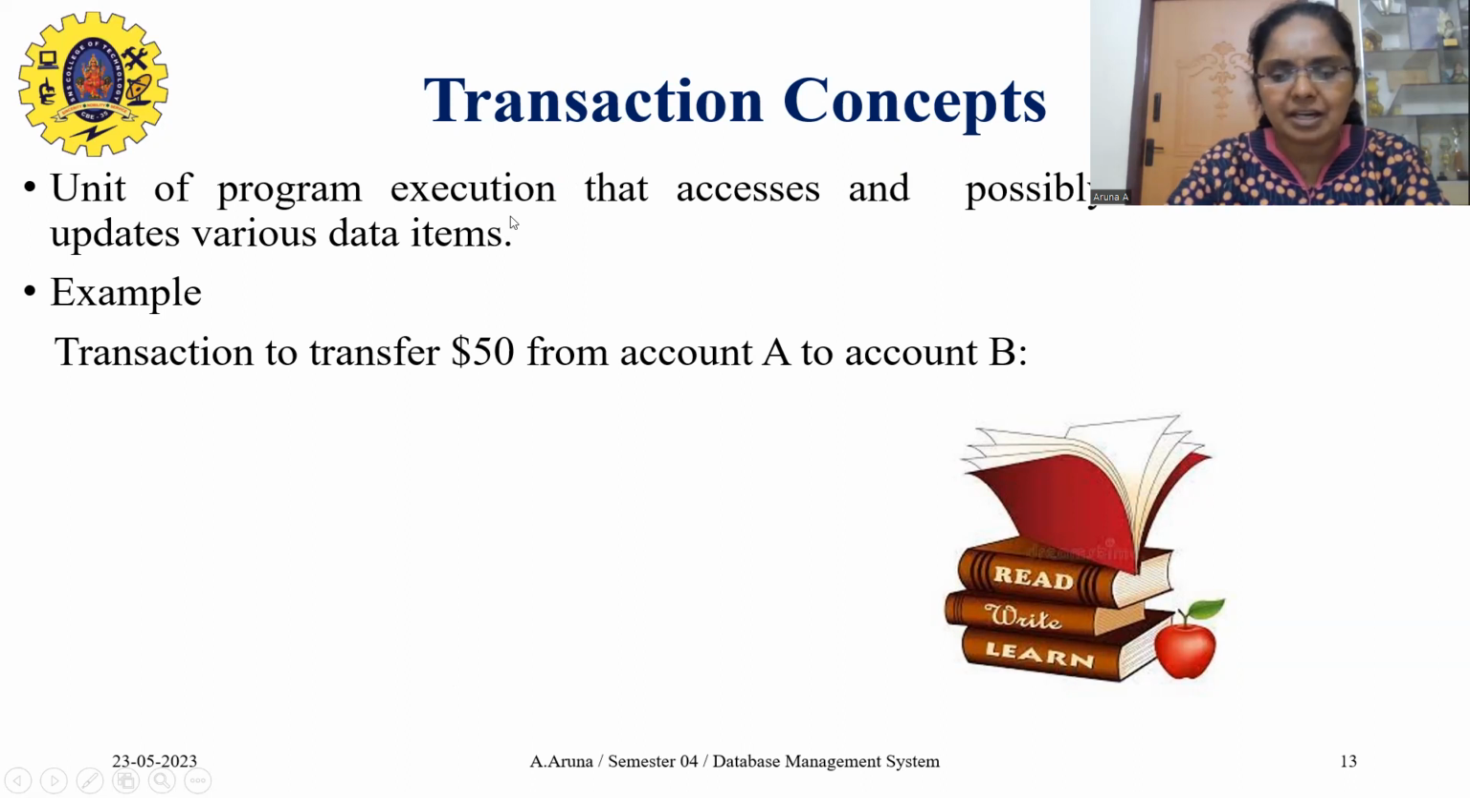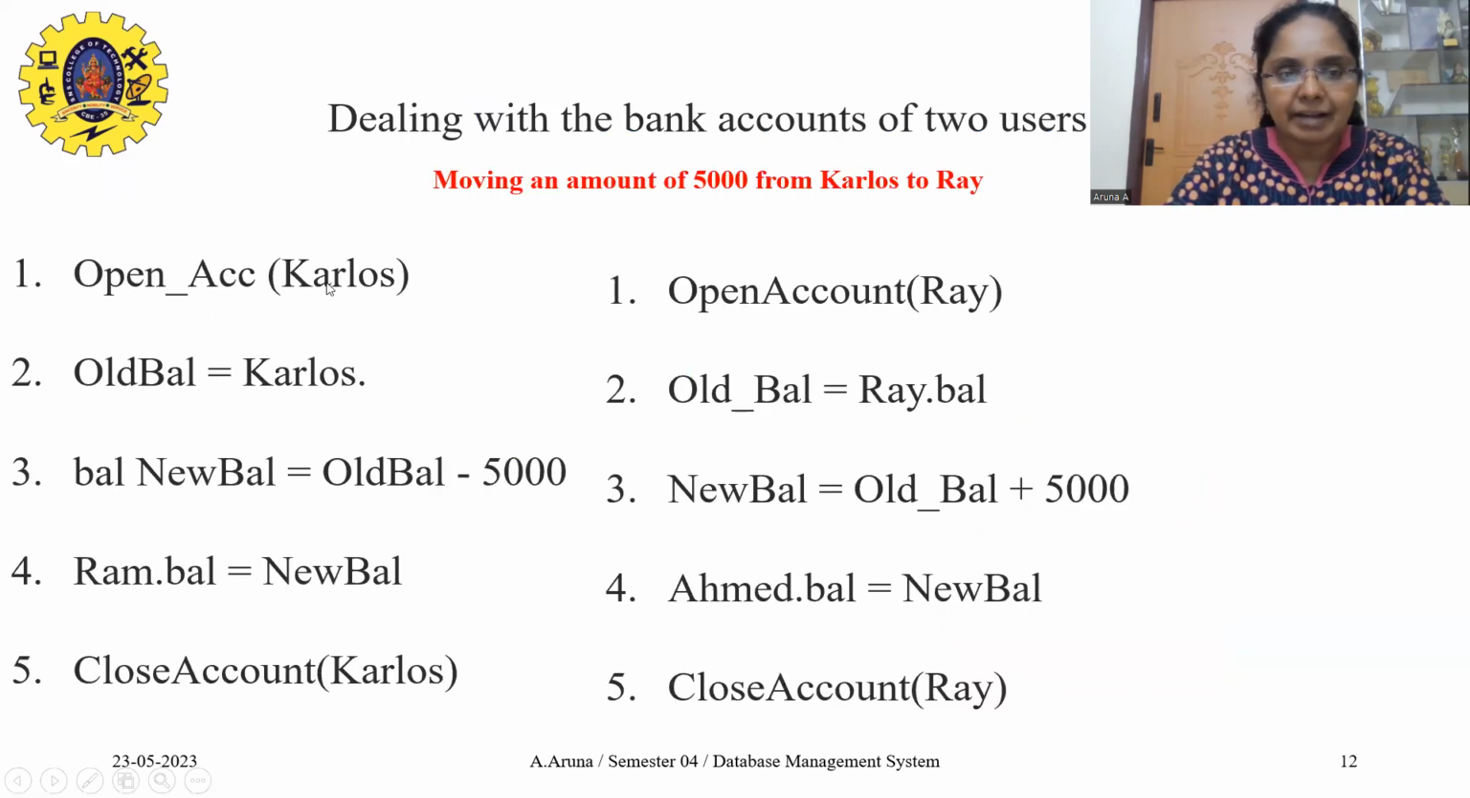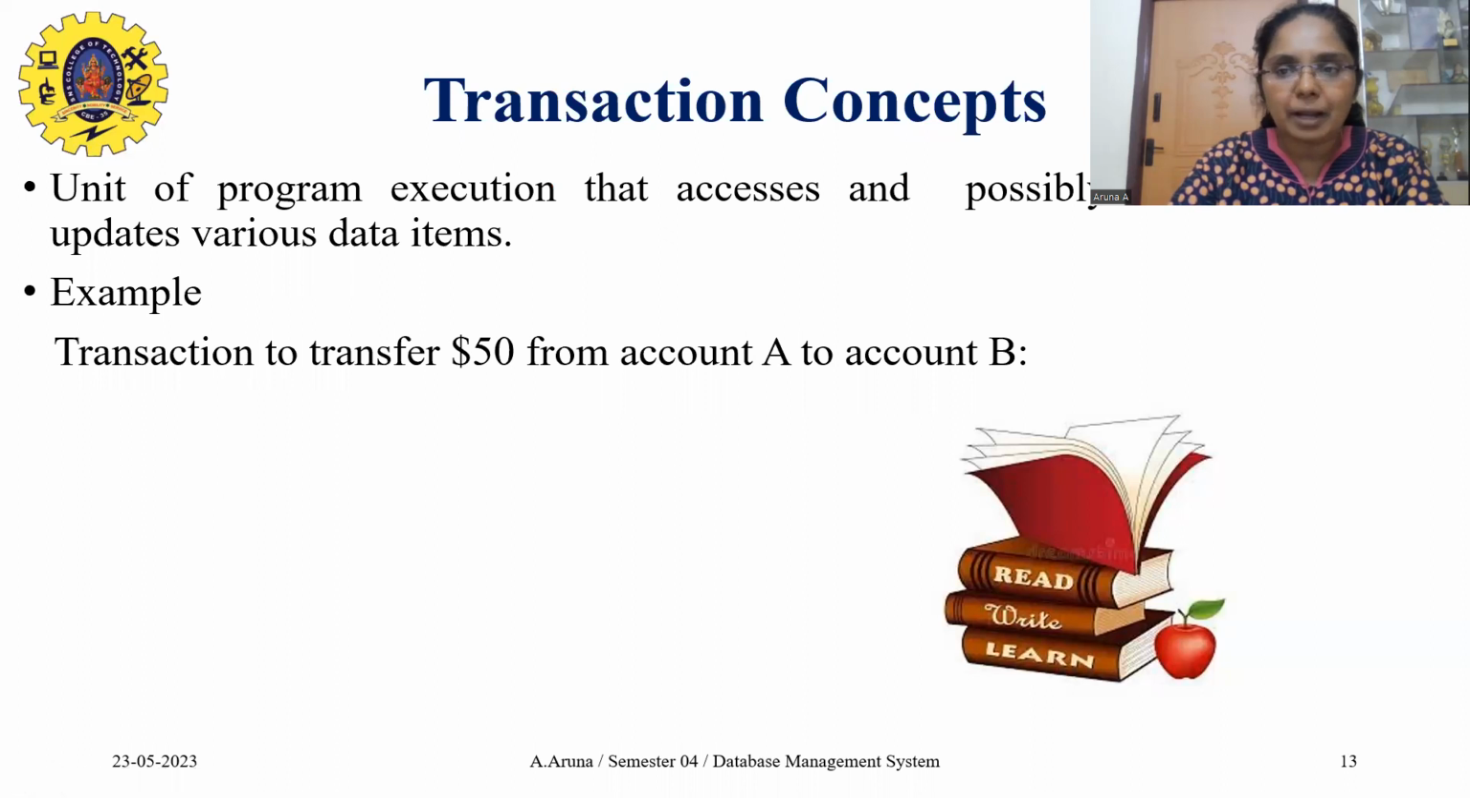This is a small operation. For example, this is one transaction. This is another transaction. This is another transaction. So this is a set of transactions. This can be called a unit of programming execution, some unit of task that takes place. We can call it a transaction. The best example is transferring some amount from account A to account B.